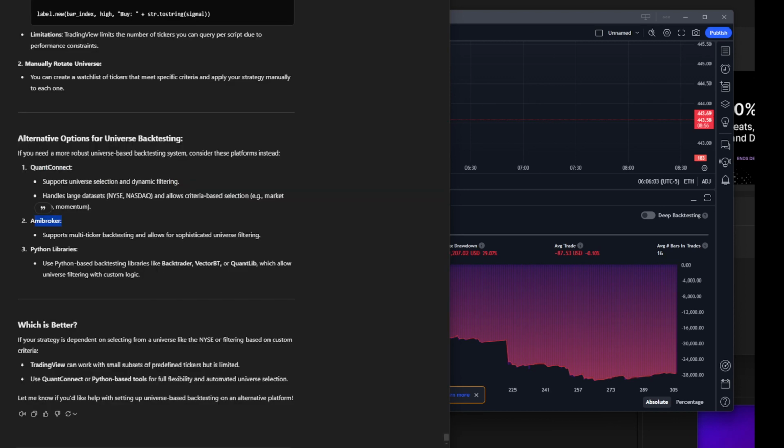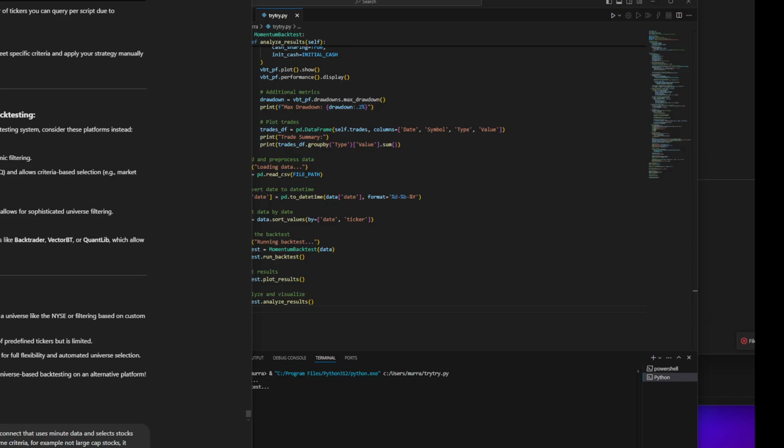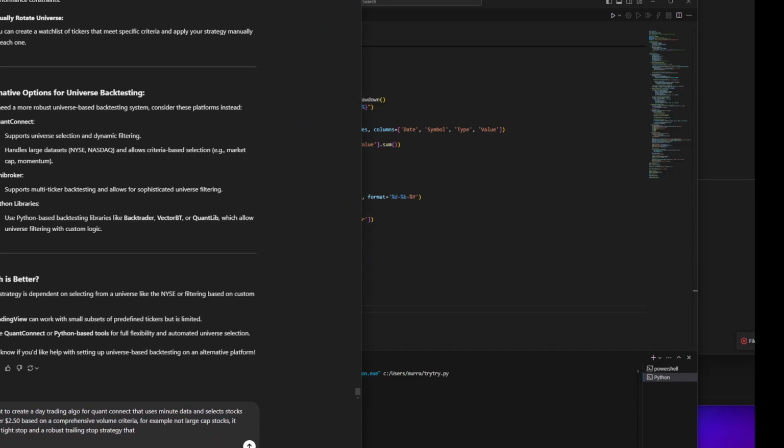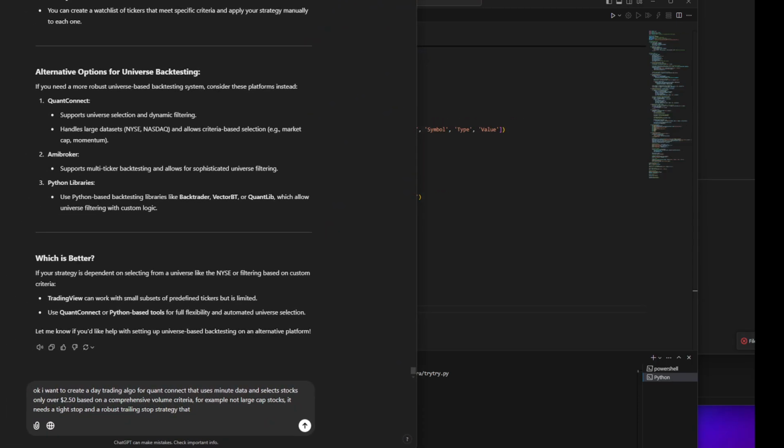So we'll go to QuantConnect then, I guess. All right, so that other one is still running. We'll bin that one, and we'll just try and create a new one from scratch and see. So I'll just say, okay, I want to create a day trading algo for QuantConnect that uses minute data and selects stocks only over $2.50 based on a comprehensive volume criteria. For example, no large cap stocks.